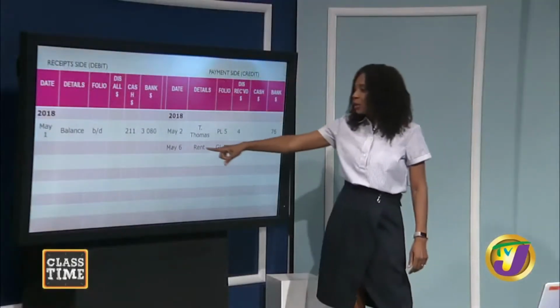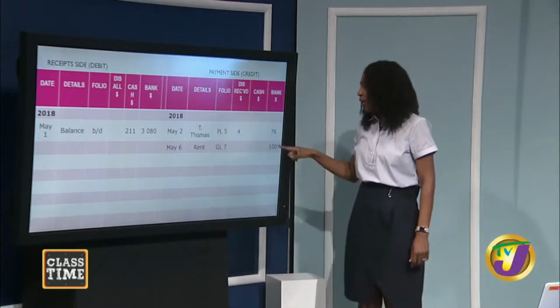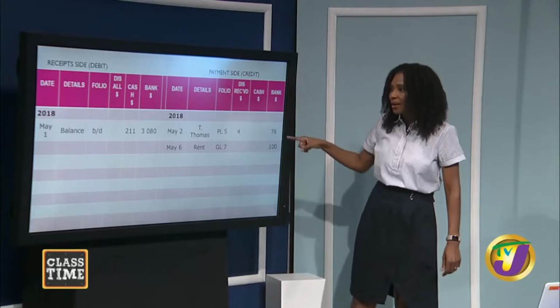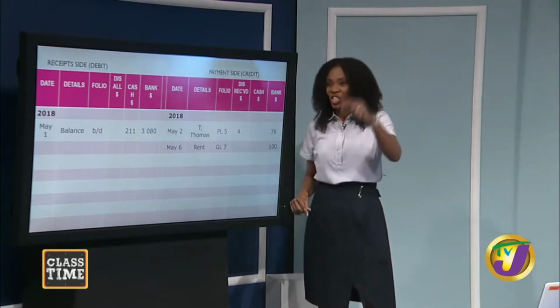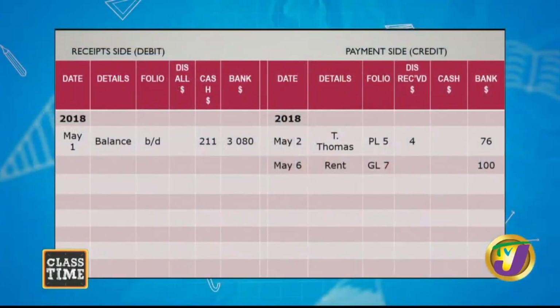So we go on the credit side and we'll enter May 6th as date, rent as our details, and $100 under bank because we paid by check. And when you see the word check, it is synonymous to bank. All right. Now in the folio column, you'll recognize that I have GL, which stands for General Ledger. And the page number is beside it. It is page 7. So the rent account is in the General Ledger on page 7. Beautiful.